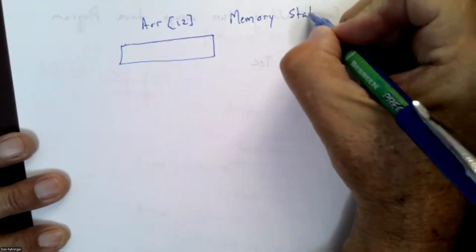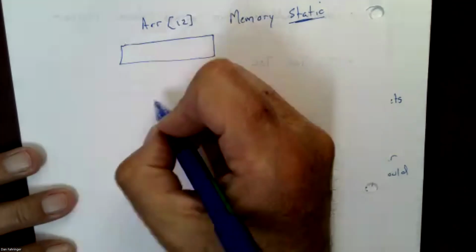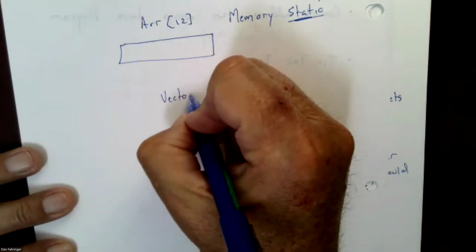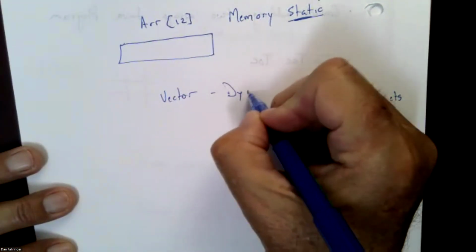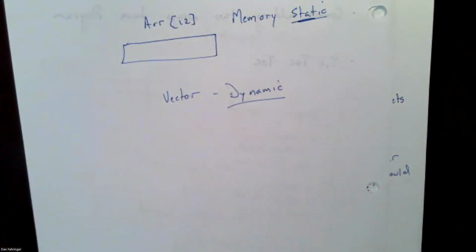I can only use so many locations. Static is a key word. Right? Vectors are a little bit different. A vector is what we call dynamic, and what I mean by that is it can grow or shrink.